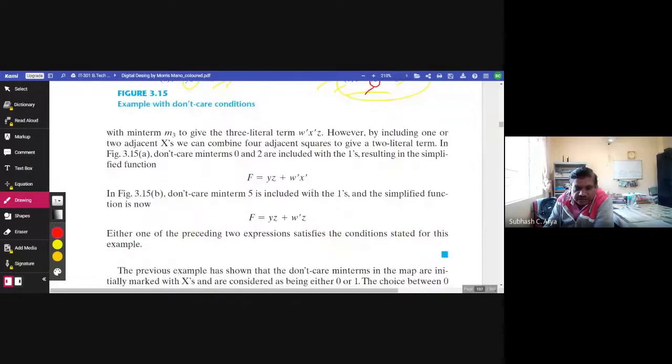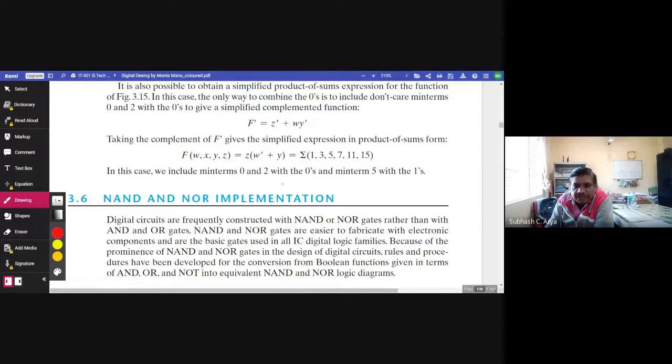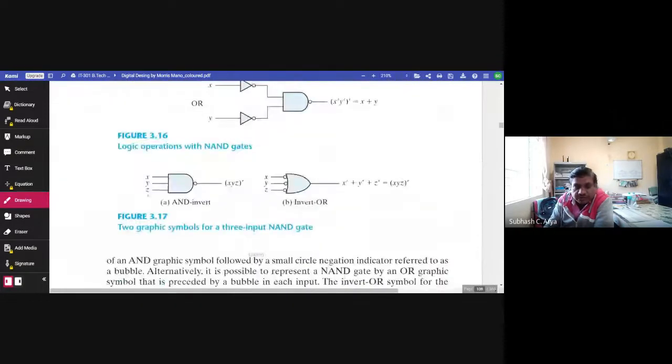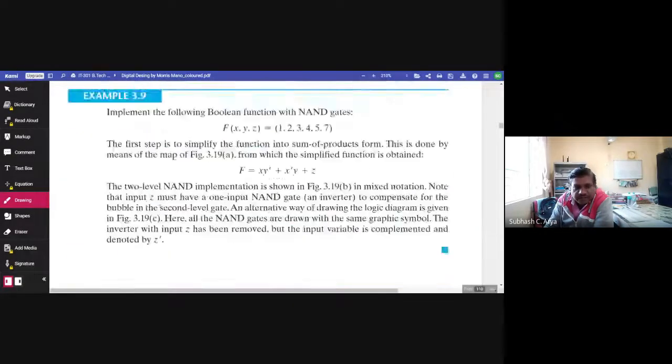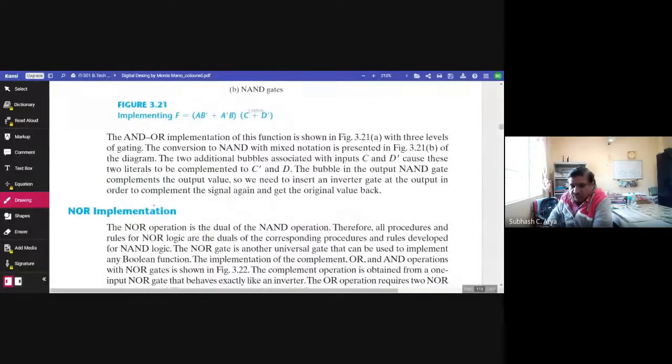Now this was about don't care. Some of the examples are also given. You can attempt them at the end of each chapter. Problems are given. You can attempt them to understand more about this don't care condition.